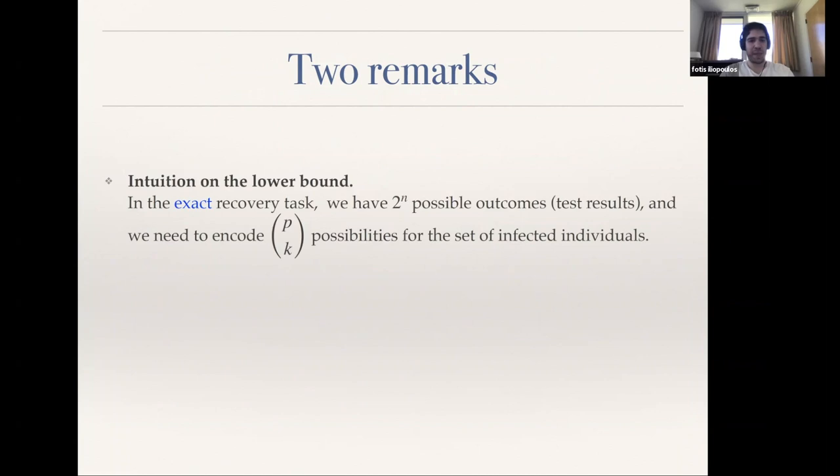And to give you the intuition, I will actually give you the proof, if you will, in the exact recovery task. In the exact recovery task, we have 2^n possible outcomes, because we have n tests, so n results, and we need to encode a set of k individuals that were actually infected. So basically we need to encode p choose k possibilities for the set of infected individuals.